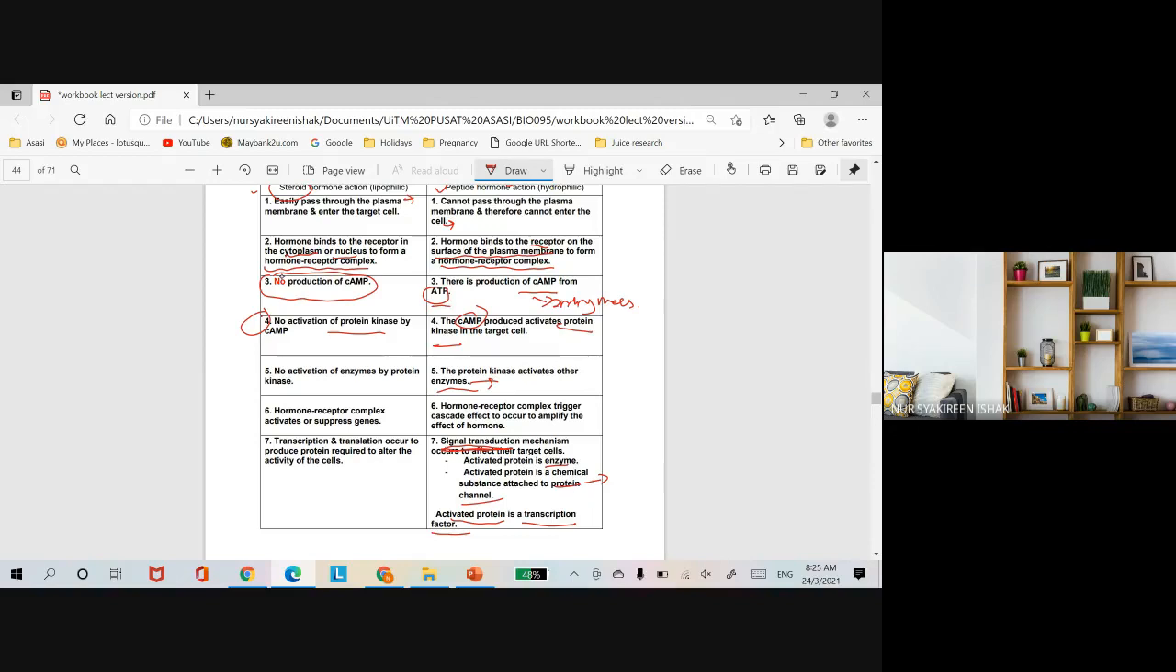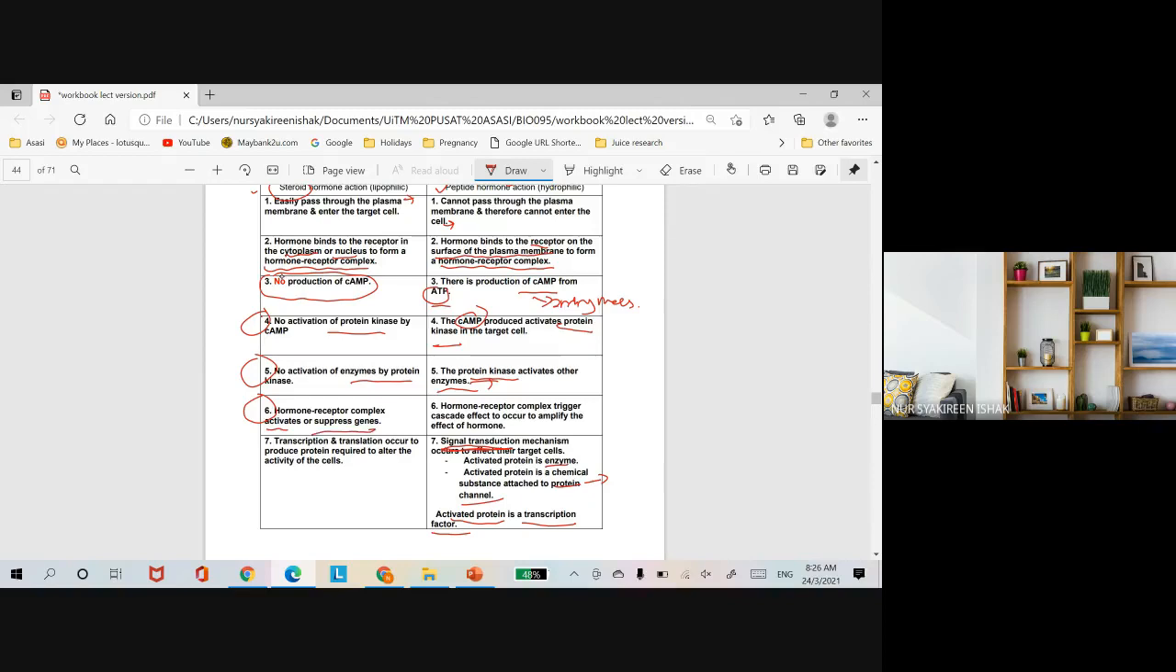So back to point 5. Okay, so for water soluble hormone there's activation of protein kinase, but for steroid hormone there's no activation of protein kinase. Okay, and the main function of the steroid hormone is number 6 here. Okay, which is the hormone receptor complex will either activate or suppress gene expression.